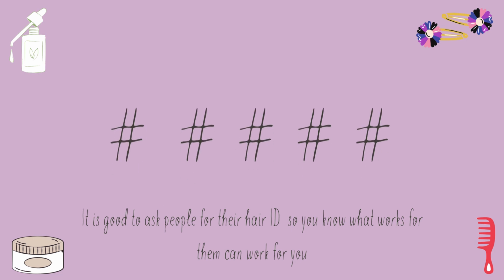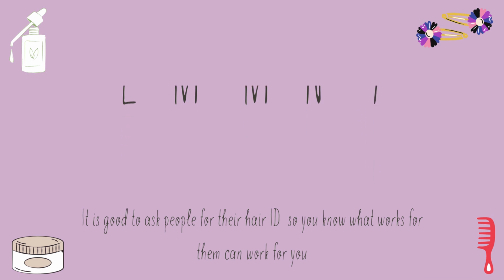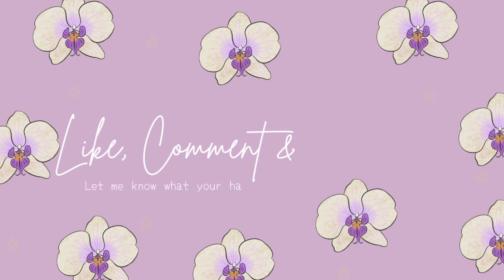So to finalize everything about hair ID, which is actually a code, an example is if you have low porosity hair, you'd put L. If you have medium density, you'd put M. If you have medium strands, you'd put M. If you have a normal scalp, you'd put N. And if you have type 4 hair, you'd put 4.